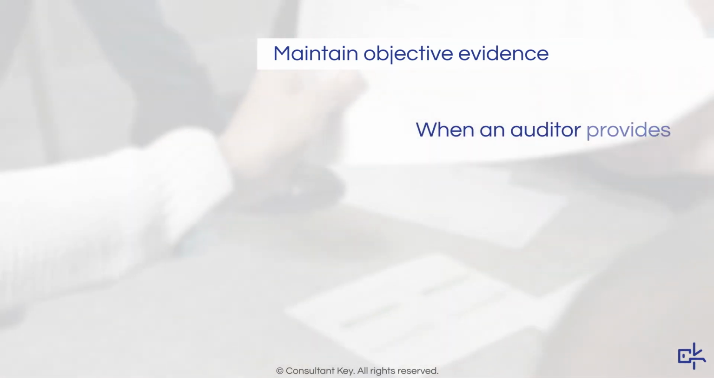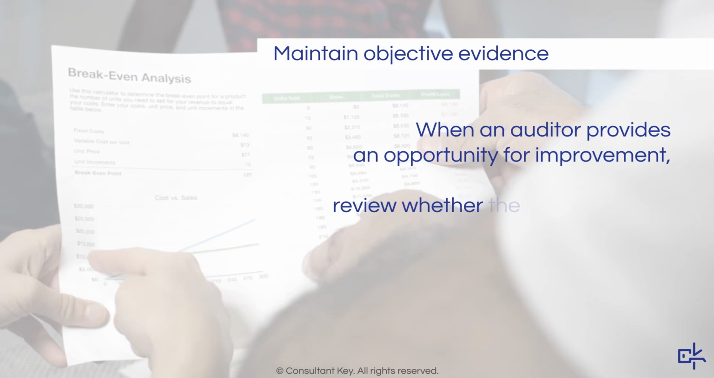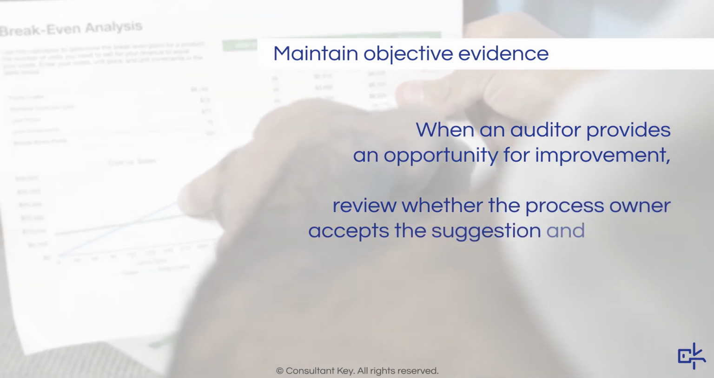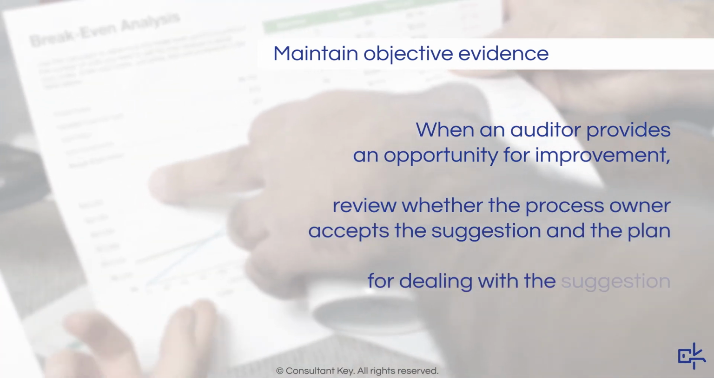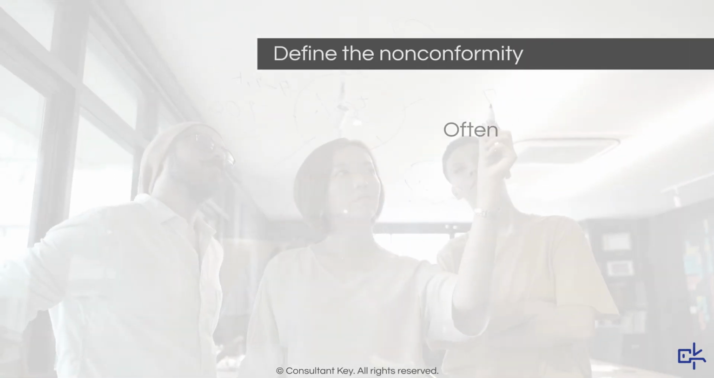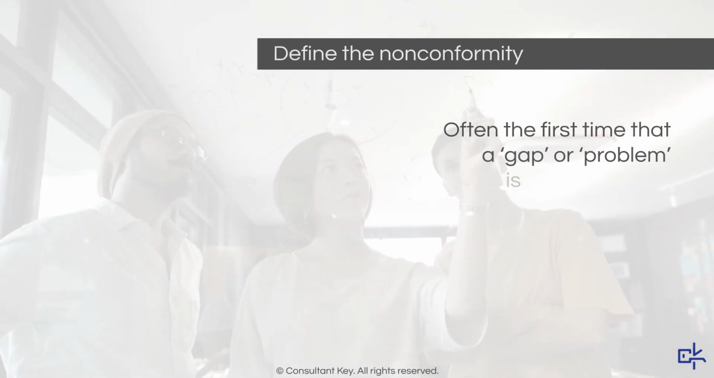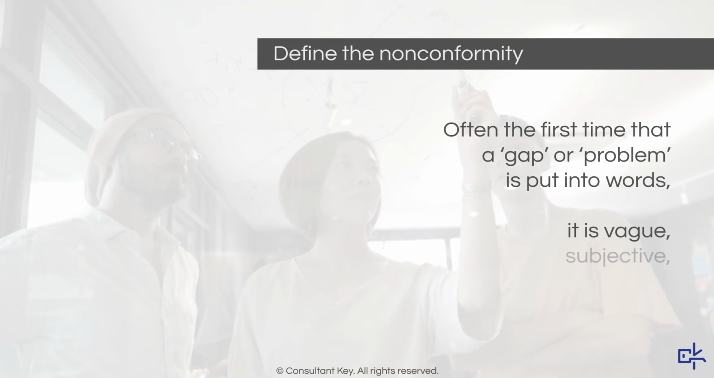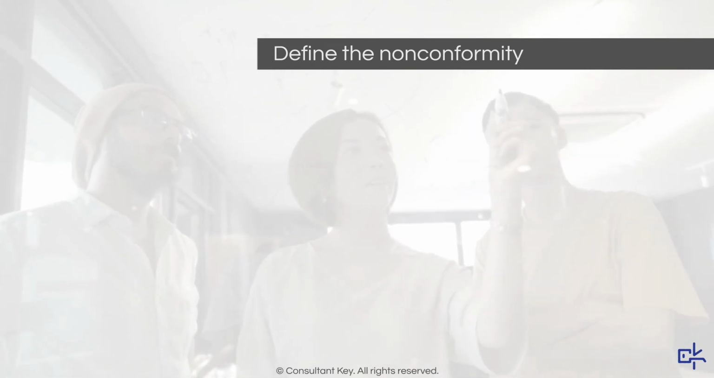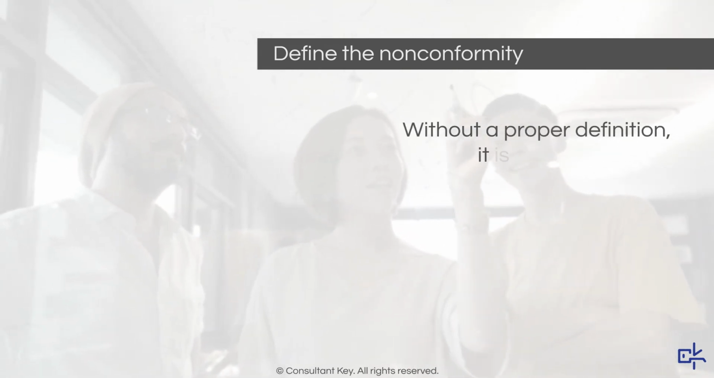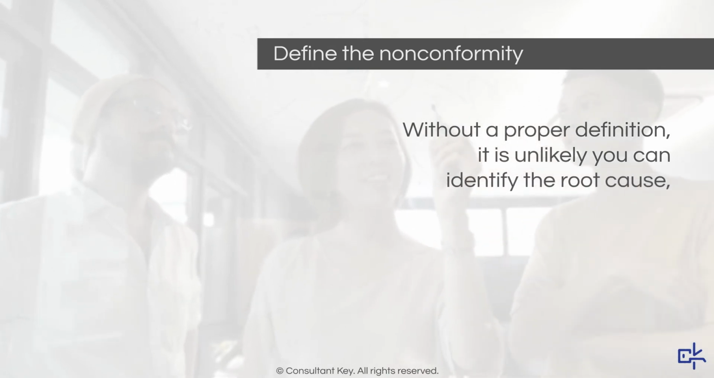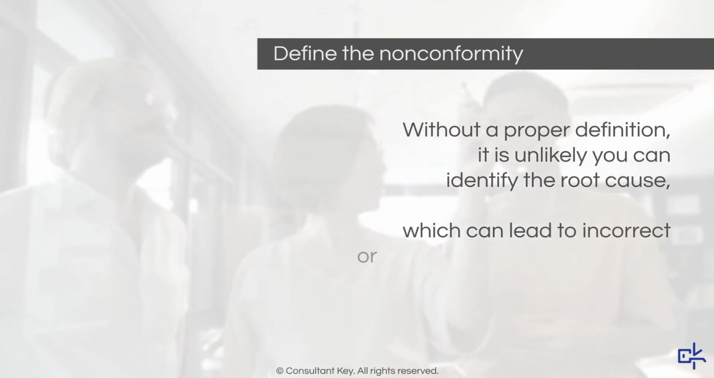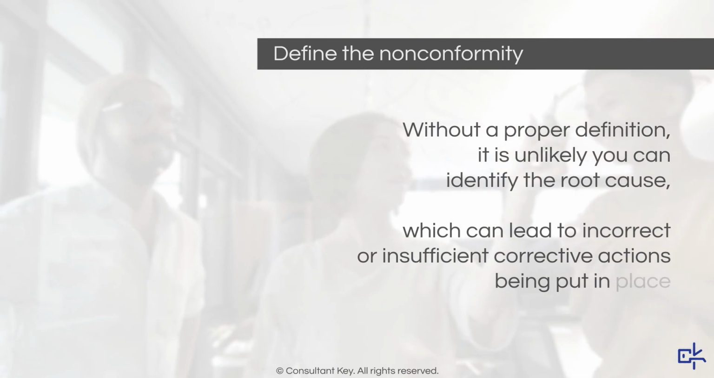When an auditor provides an opportunity for improvement, review whether the process owner accepts the suggestion and the plan for dealing with the suggestion. Often the first time that a gap or problem is put into words, it's vague, subjective, or even abstract. Without a proper definition, it's unlikely you can identify the root cause, which can lead to incorrect or insufficient corrective actions being put in place.